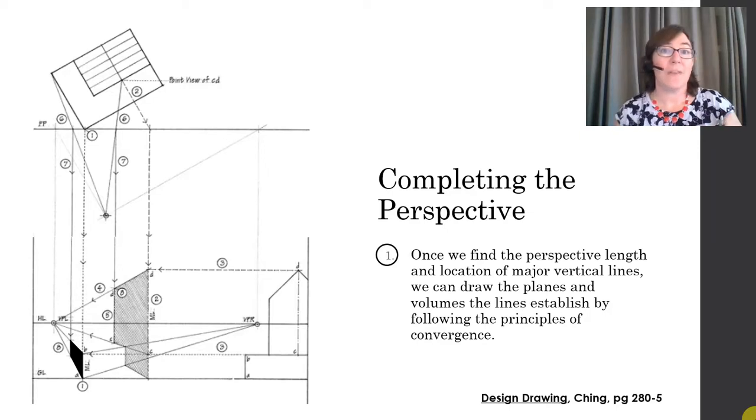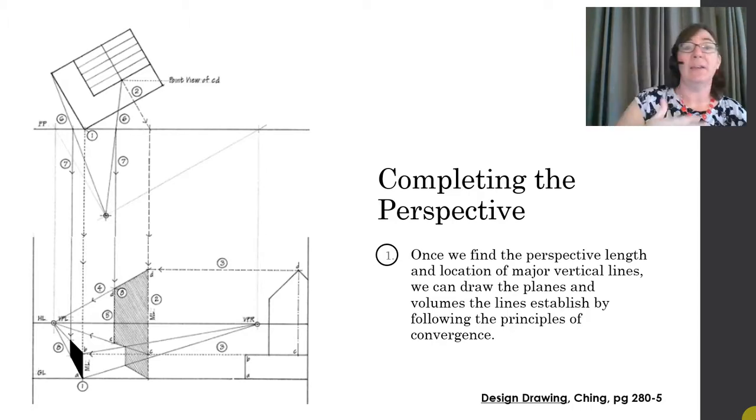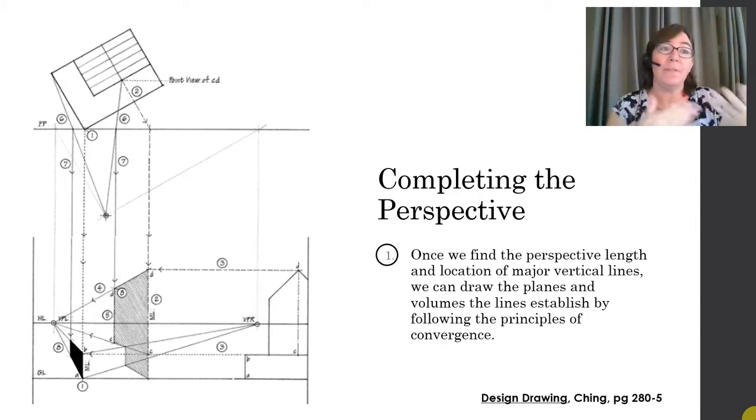So we just found 4 points on a plane that represent the left wall of this three-dimensional form. Once we find these perspective lengths and locations of some of our major lines, you can fill in the blanks, all right, and draw the planes and then the volumes that you establish.